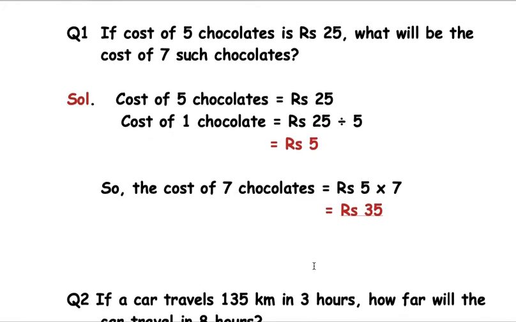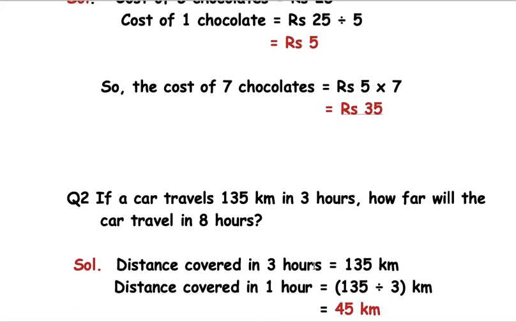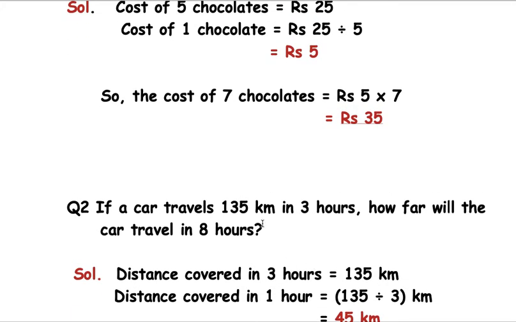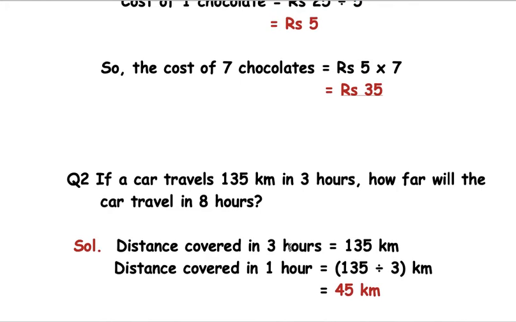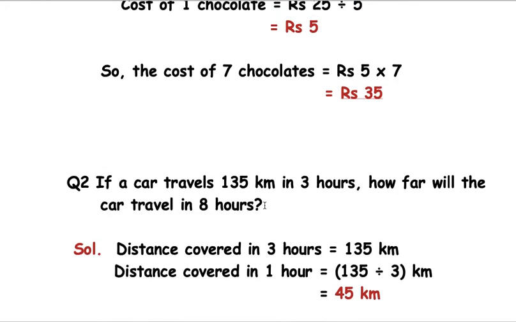Let's take one more example. If a car travels 135 km in 3 hours, how far will the car travel in 8 hours? Now children, here we know the time and we have to find out the distance covered by the car in 8 hours. And the given is the distance covered by car in 3 hours. So let's do it. Distance covered in 3 hours is equal to 135 km.